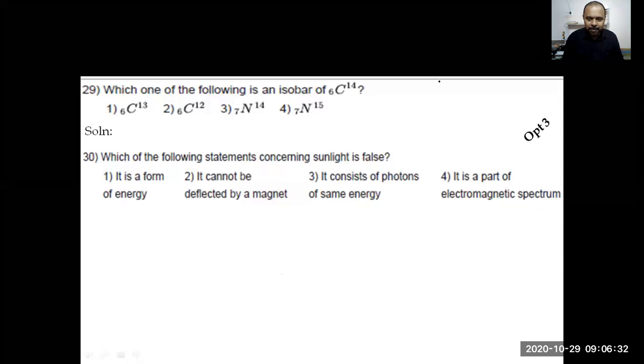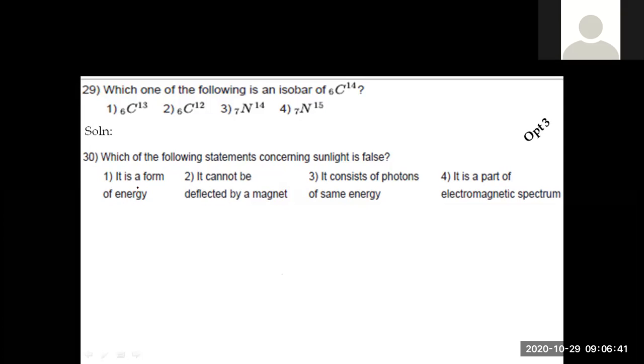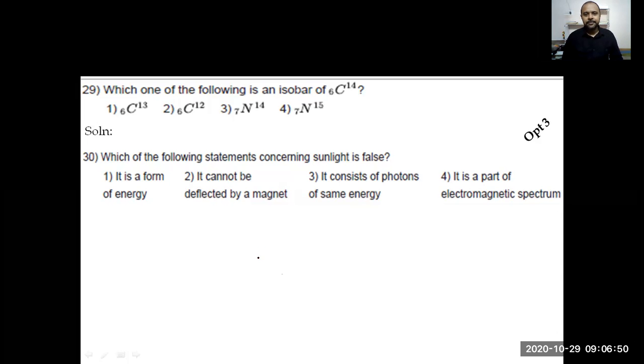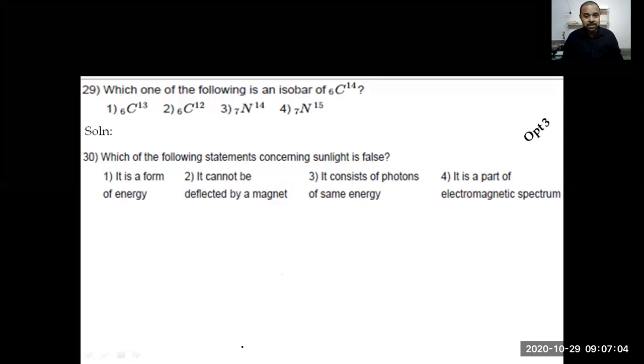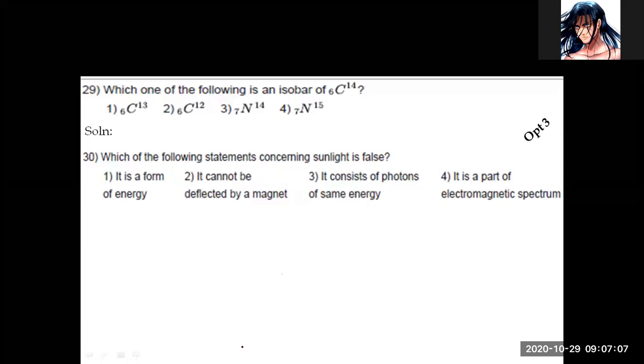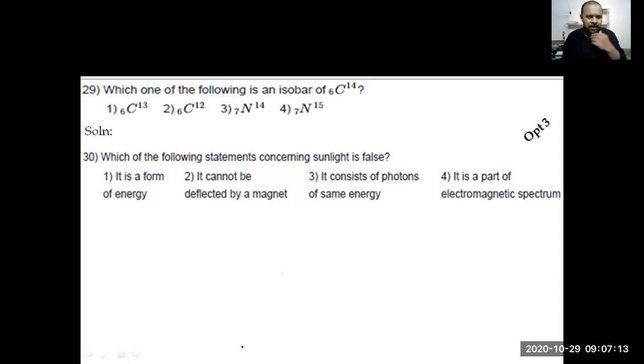I understand. Now, coming to option by option, it is a form of energy. Accepted? Yes, sir. It is not false, and they're asking about false. It is true. It cannot be deflected by a magnet is true actually. For the reason that we may say sunlight has electromagnetic radiation, and electromagnetic radiation has electric field component and magnetic field component, meaning it has both natures, electric and magnetic. By common sense we can say if it has a magnetic and electric field component, it must be deflected.